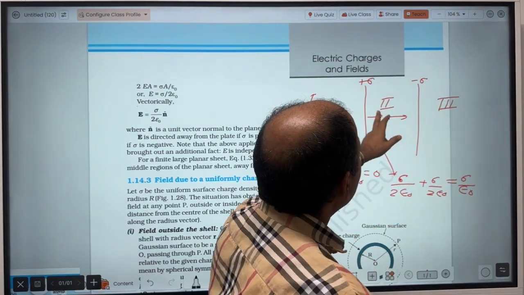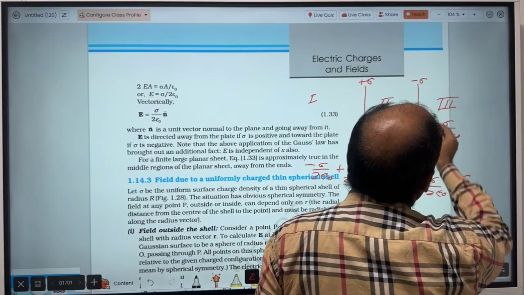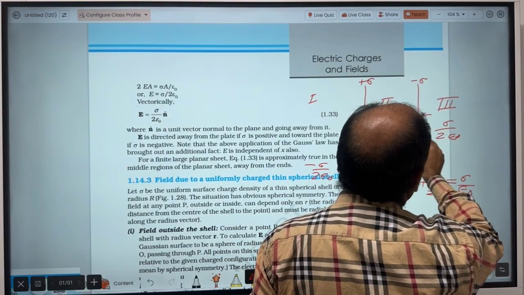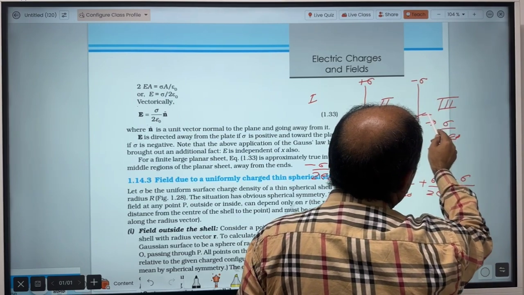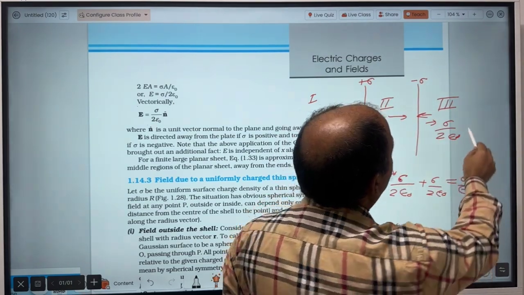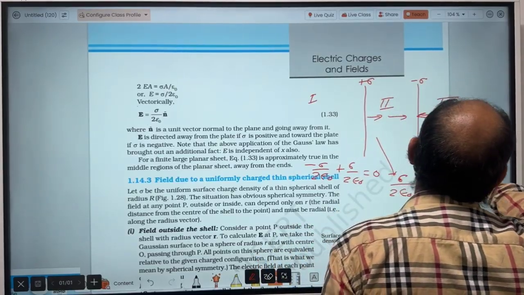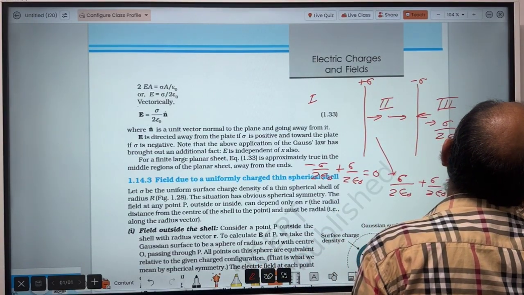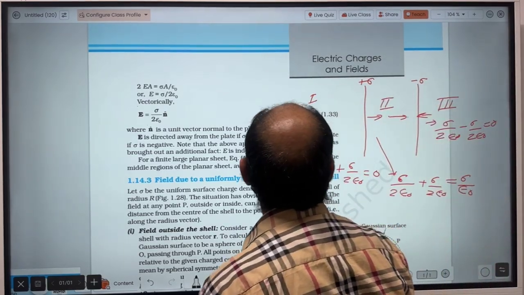If you consider this region, the field due to this will be sigma upon 2 epsilon naught, and because of this the field will be in this direction. Because of this the field will be in this direction, because of this the field will be in this direction. So again it will get cancelled. So this will become sigma upon 2 epsilon naught, giving the field to be 0.